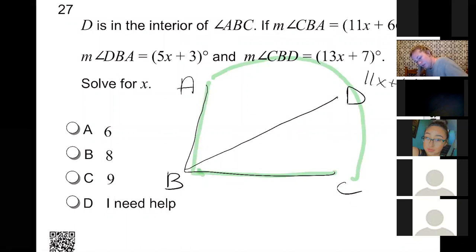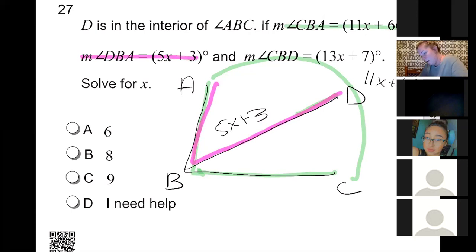And then we have DBA. Let me pick a different color here. We have DBA, which is 5x plus 3. And you have, I don't know how they thought you could do this with no practice, CBD, which is right here, which is 13x plus 7, okay? So you now have the two insides, and those are going to equal the outside, and the outside is the one that's in green. So your two insides are orange and pink, and they're going to equal the outside, which is in green.